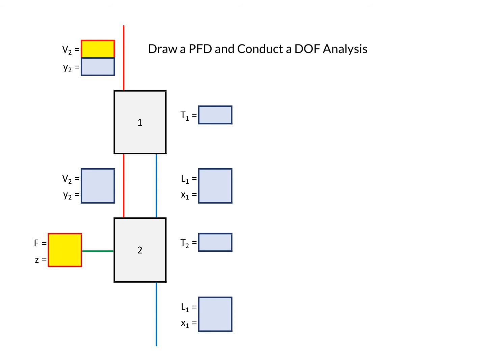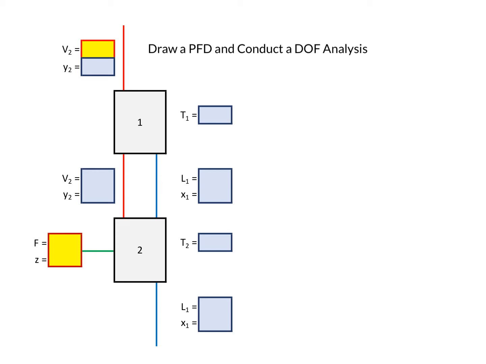We'll start the solution with a process flow diagram and then conduct a degree of freedom analysis. The two boxes here represent the two stages of the distillation column. This is a partial condenser and this is a partial reboiler. We're feeding to the second stage, the bottom stage, and we're taking out of the top stage a vapor, and the ratio of the liquid leaving that stage to the vapor leaving that stage is the reflux ratio. A liquid product is taken from the second stage.